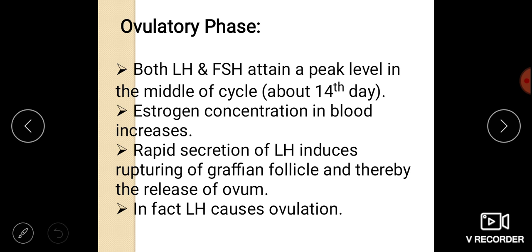Third comes the ovulatory phase. As the name indicates, it is associated with ovulation. The LH and the FSH, LH meaning the luteinizing hormone and FSH the follicle stimulating hormone, attain a peak level in the middle of the menstrual cycle. The level of the estrogen also increases in the blood. The Graafian follicle ruptures. Remember, the LH is mainly responsible for the rupturing of the Graafian follicle to release the ovum. We call it ovulation.